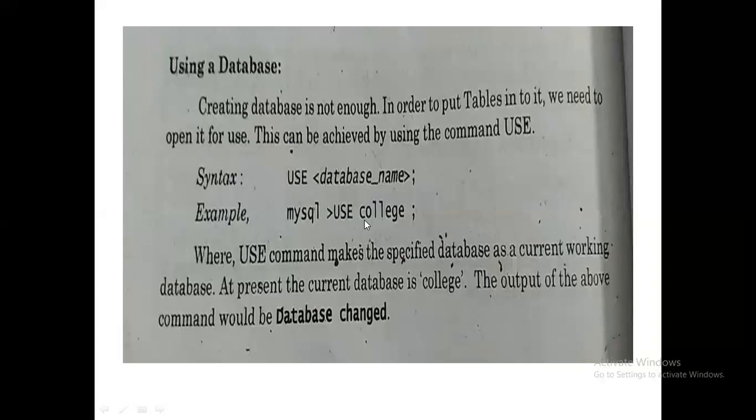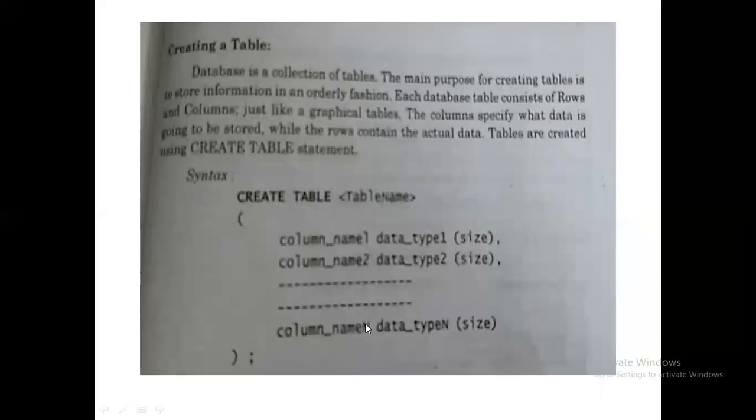So if I want to insert or create some table within the college database, first I have to write the command USE college. The USE command makes a specified database the current working database. At present, the current database is college. The output of the above command would be "Database changed". So if I enter this query, the output will be "Database changed".